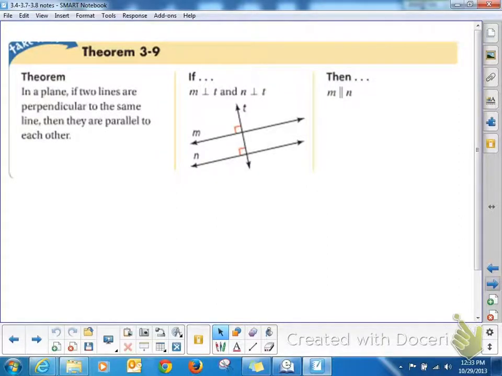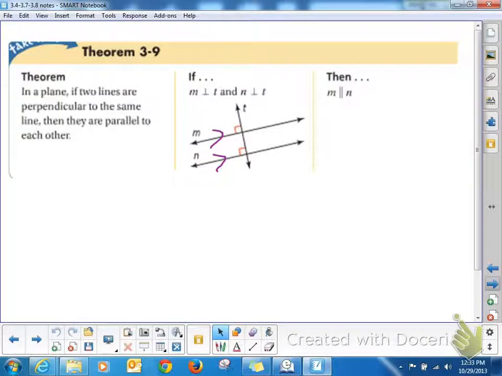Our next theorem is Theorem 3.9. In a plane, if two lines are perpendicular to the same line, then they are parallel to each other. So, if line M is perpendicular to line T and line N is perpendicular to line T, then that must mean these lines are parallel to each other.